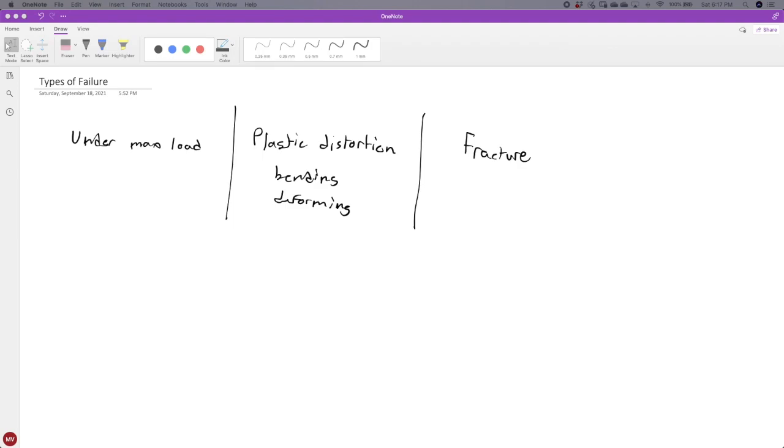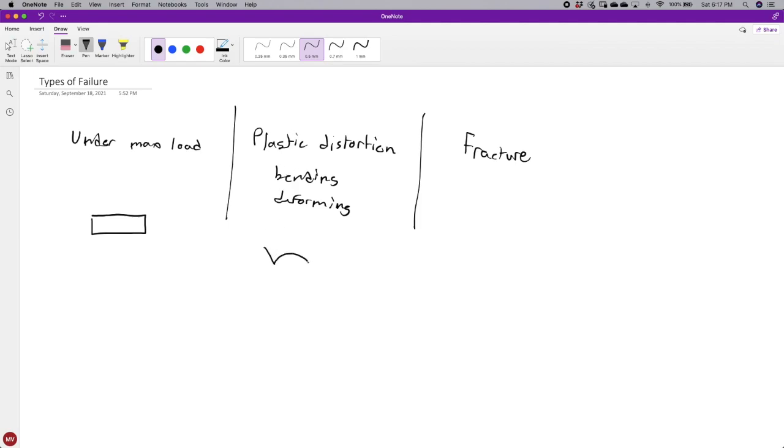That would make it pretty useless at that point. There are two types of failure we will be analyzing today. One of them is plastic distortion, which is deformation or bending. If we have a material here, this is what it looks like under its maximum load. No deformation going on here. But as soon as it undergoes plastic distortion, the material will bend, like such. And then, after plastic deformation, fracture will happen, when the material splits in two.